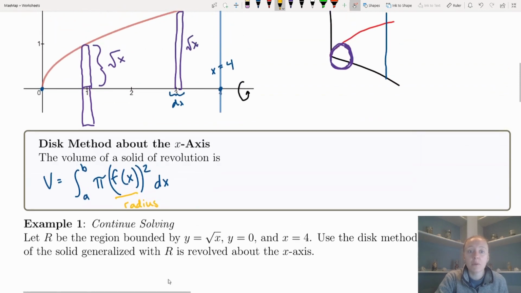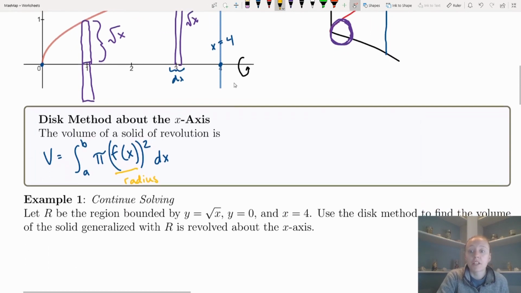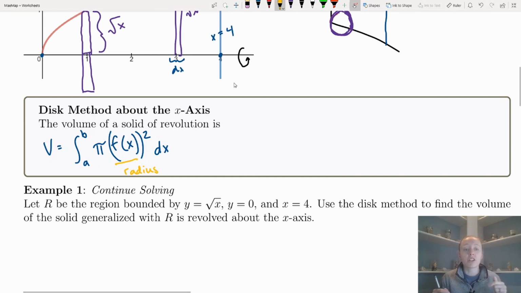Hence, this figure that we already have. This figure that's in that first quadrant, here's the square root of x is the red line, x equals 4 is the blue line. We're going to use the disk method to find the volume of the solid generated, and I've got a typo, but I'll fix that before I hand out the worksheet to you guys. This is generated when R is revolved about that x-axis.